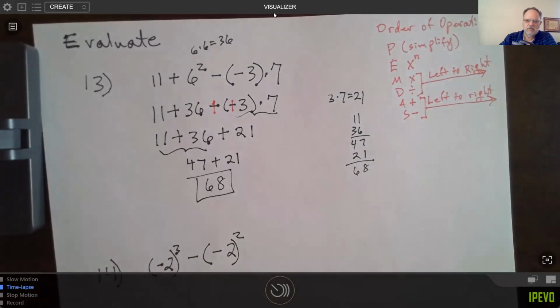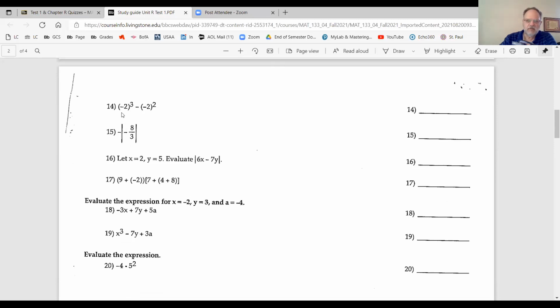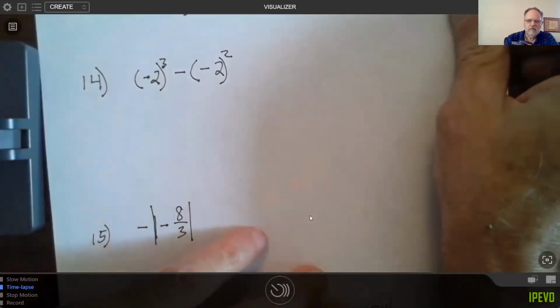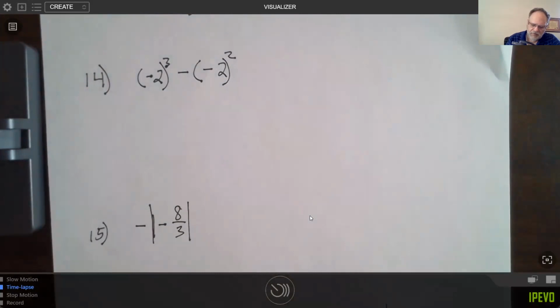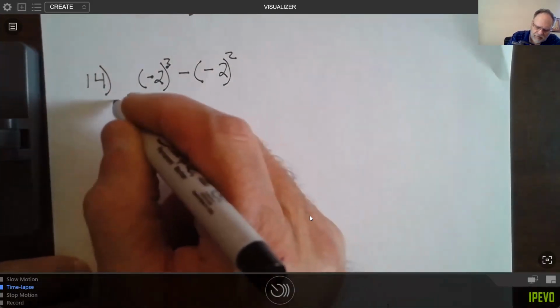Okay, let's take a look at the next problem. That was 13, so let's look at 14. Negative 2 in parentheses cubed minus 2 times negative 2 in parentheses squared. And let's go to our sheet. Okay, so this is negative 2 cubed.